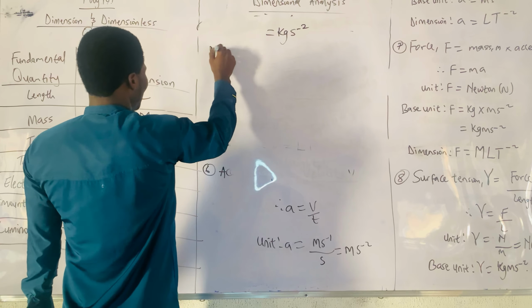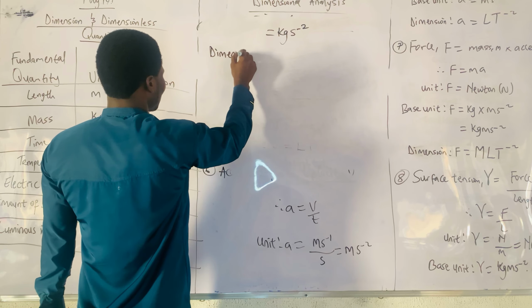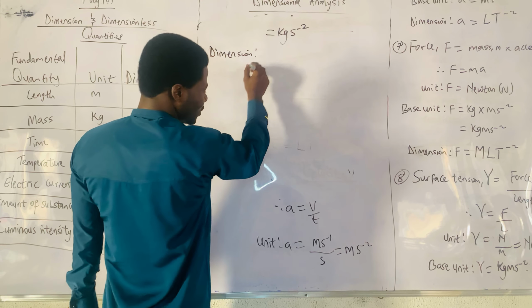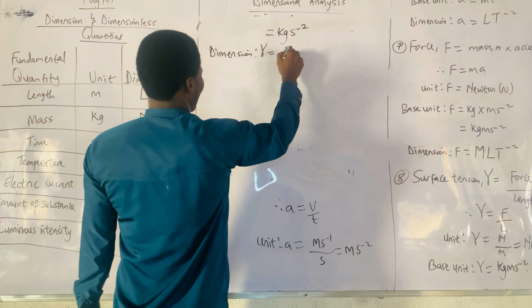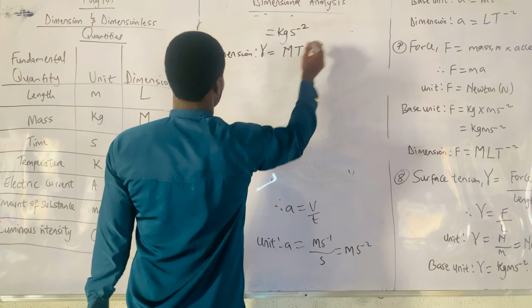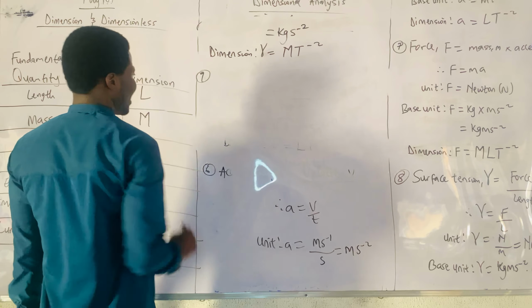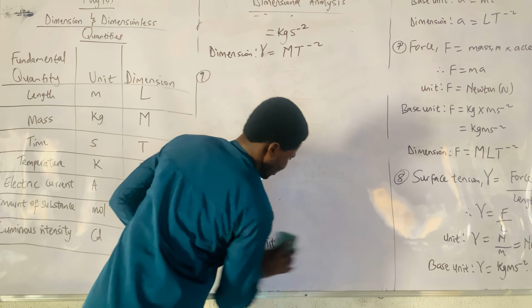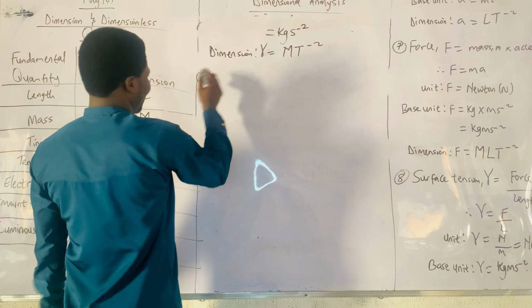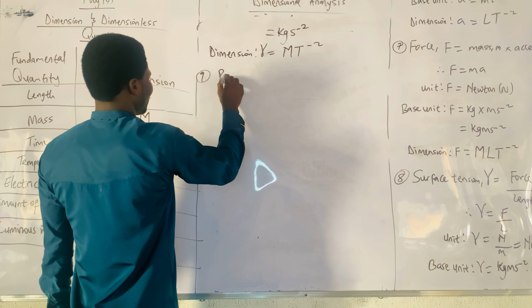So dimension now, dimension, that's capital letter M, T to the power minus 2. Okay? Let's look at another one. I want to take, at least let me take it to 10. Number 9. Let's look at pressure.